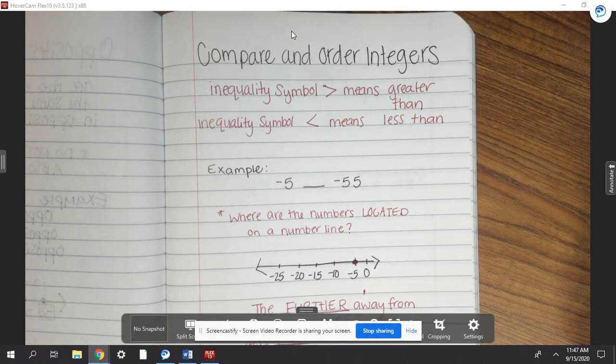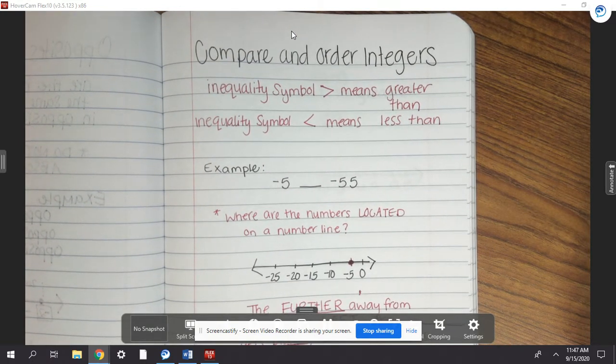Okay, fifth grade. Now we're moving on to comparing and ordering integers.